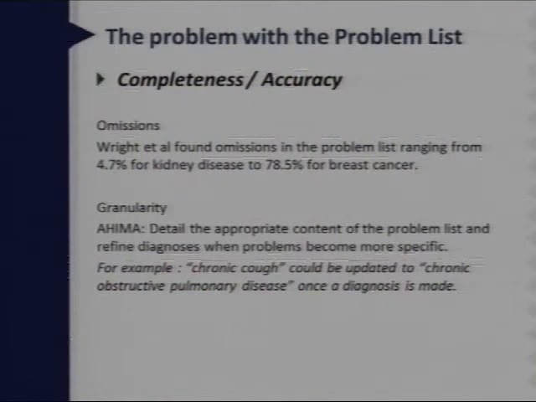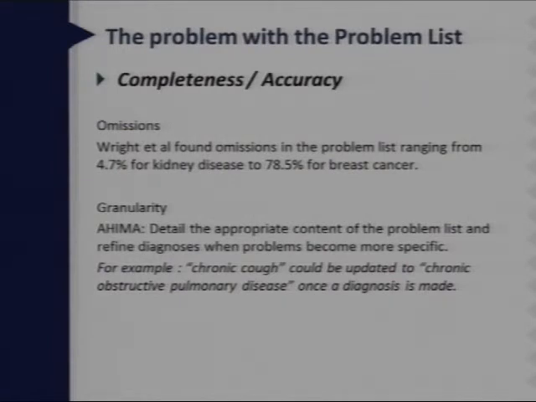To give you an idea of the completeness of the problem list, another paper by Wright found that you can find omissions in the problem list that go from 5%, if you are talking about kidney disease, to almost 80% if you are looking for information about breast cancer. And the granularity, the level of detail, is something that contributes to the accuracy of the problem list.